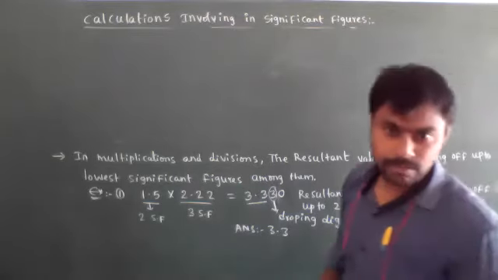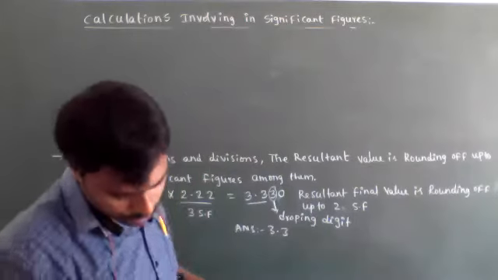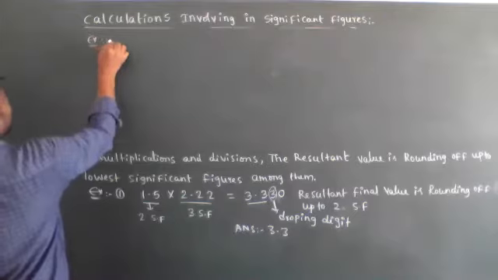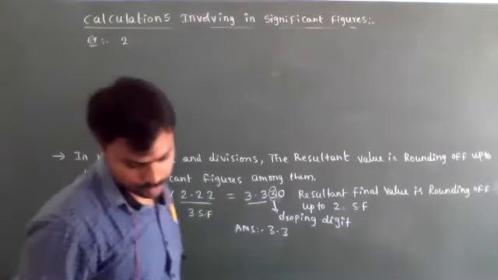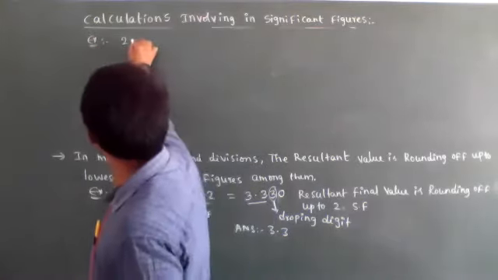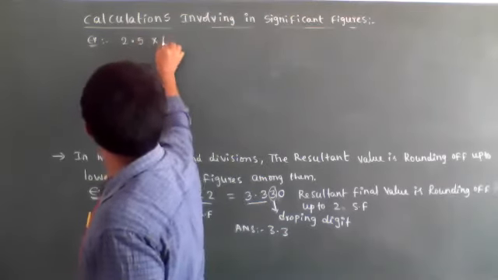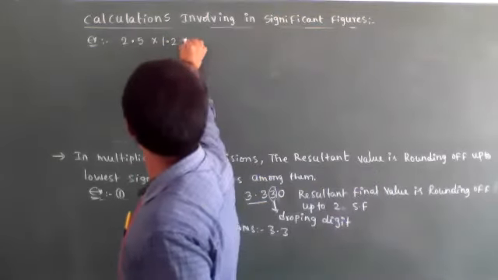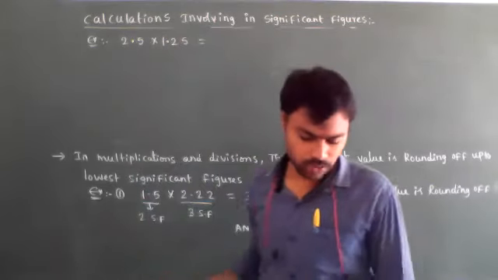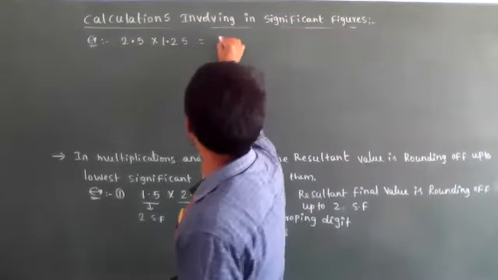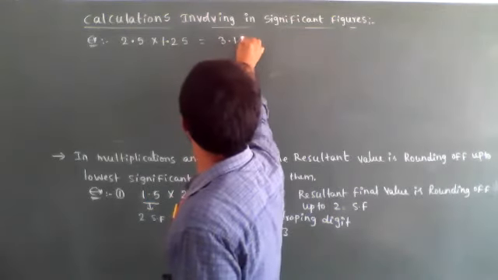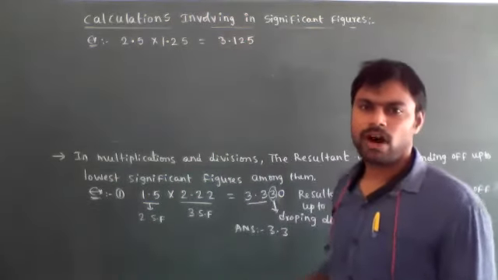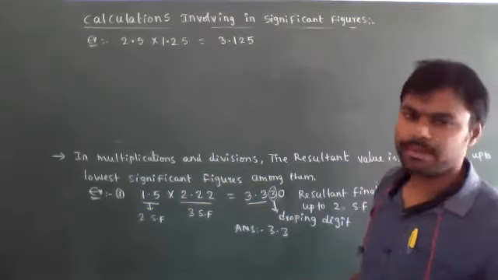Okay. One more example. 2.5 into 1.25. After multiplication, the value is 3.125. Now what is the resultant value? Tell me the answer.